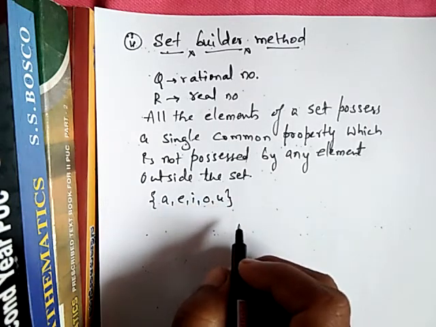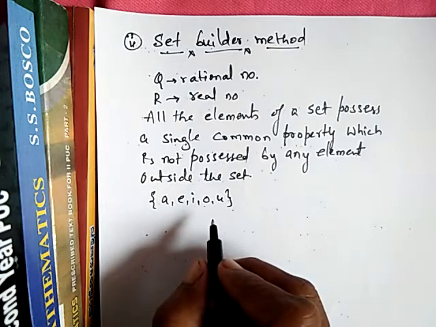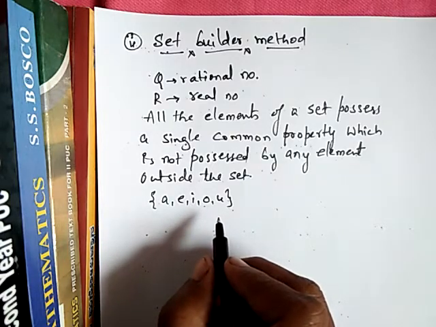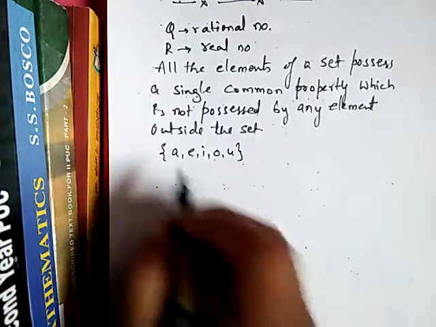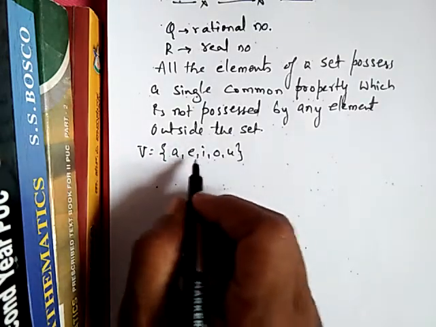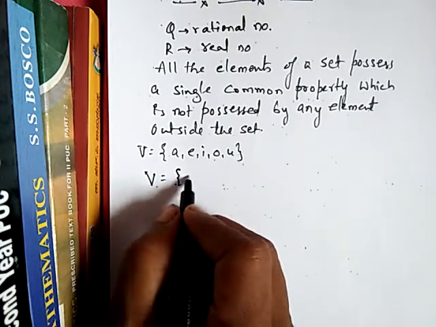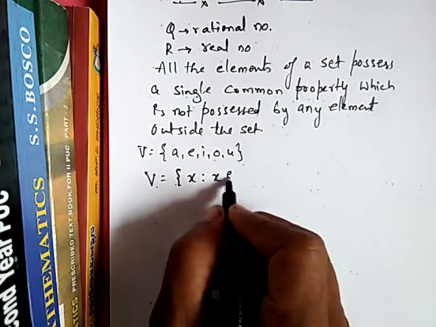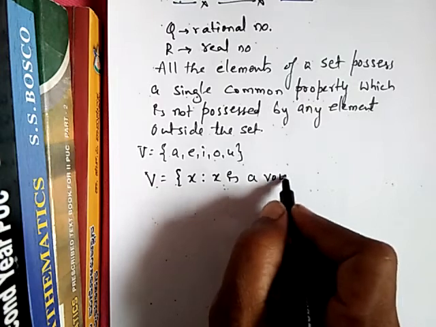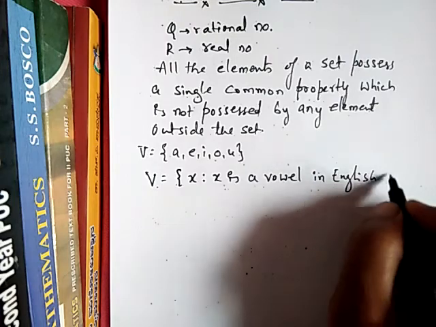Okay, for example, see here the set A, E, I, O, U. This is the set of vowels. So all the elements possess a common property here, namely each of them is a vowel in the English alphabet, and no other letters possess this property. Denoting this set by V, we can write V is equal to A, E, I, O, U, since some common property is possessed here. So you can say V is equal to the set of elements X such that X is a vowel in the English alphabet.